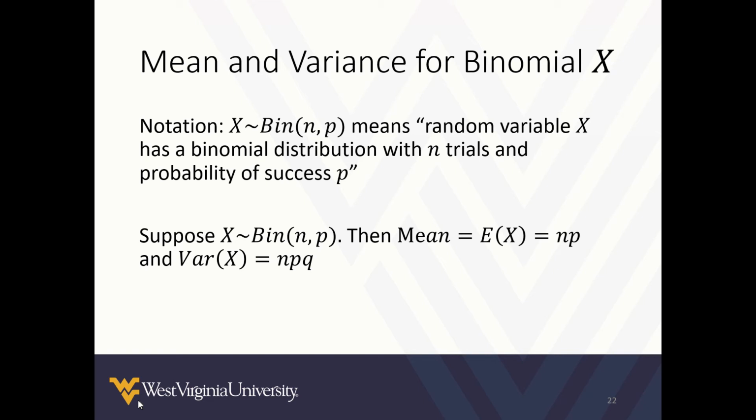When we are using our binomial distribution, our mean, which we abbreviate sometimes as E of x, meaning expected value of x, is your sample size multiplied by your probability of success, and your variance is your number of trials multiplied by the probability of success multiplied by the probability of failure. Notice, of course, then that your standard deviation would be the square root of npq.